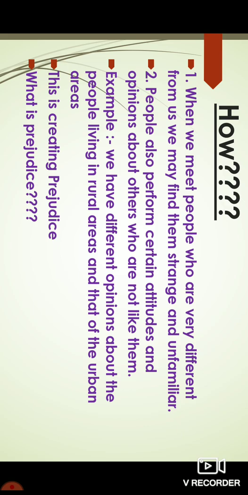Example: we have different opinions of the people living in rural areas and of those in urban areas. Now if I ask you, dear children, what is the difference between rural area people and urban area people? Close your eyes and think of any 5 differences. Then what will you think? Oh yes, rural area people are different from urban people. Rural area people are a little bit poor, they don't have that many facilities, they don't have medical hospitals, they don't have good schools, right?